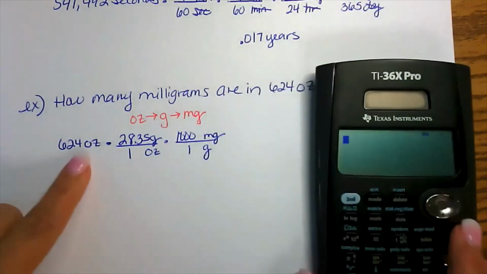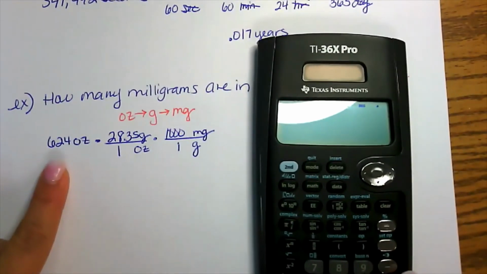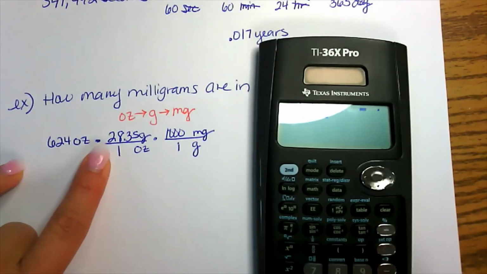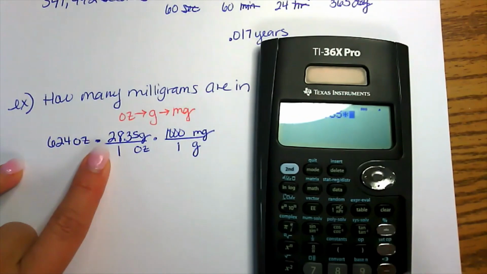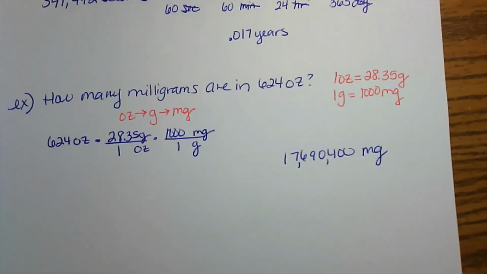In this example, we do not have any fractions, so we don't have anything in the denominator, so we can simply multiply 624 times 28.35 times 1,000, giving us 17,690,400 milligrams. Hope this helped.